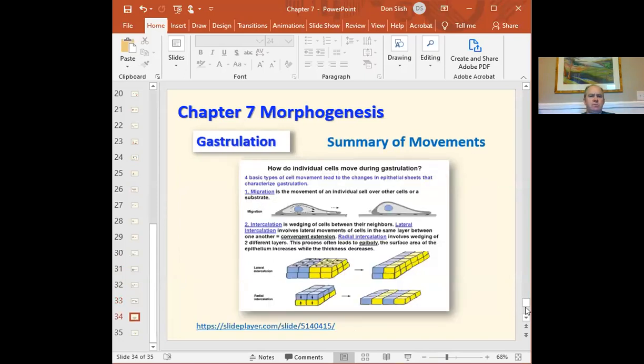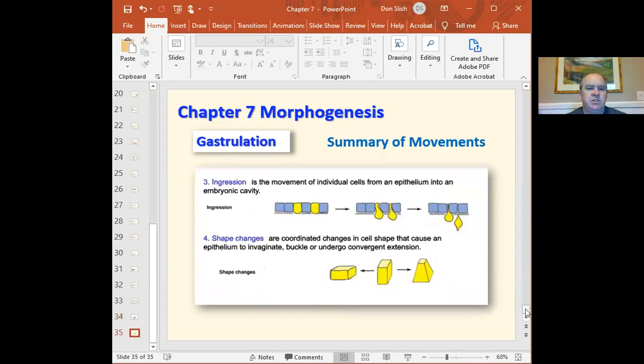And here we are summing up the 4 different movements that we talk about in this chapter. You've got migration, cell crawling, which involves lamellipodium extending, focal adhesion making contact, contraction of the actin myosin stress fibers pulling the cell forward, and then the integrin letting go at the back end. It's constantly happening, but those are the 4 things that happen. And then you've got convergence and extension with intercalation. And you can see there the lateral intercalation versus the radial intercalation, 2 different types that we talked about.